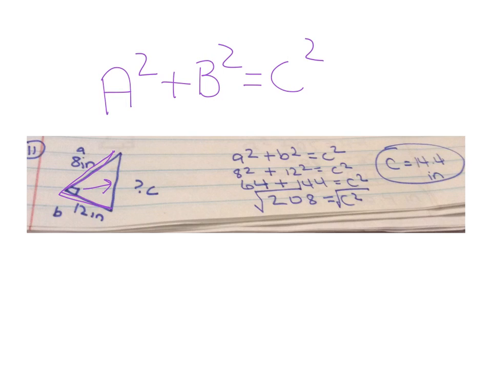So I have a squared plus b squared equals c squared. I plugged in 8 squared plus 12 squared equals c squared. 8 squared is 64, and 12 squared is 144. That comes out to be 208. You have to use your calculator to find the square root. Comes out to be c is 14.4 inches to the nearest tenth.